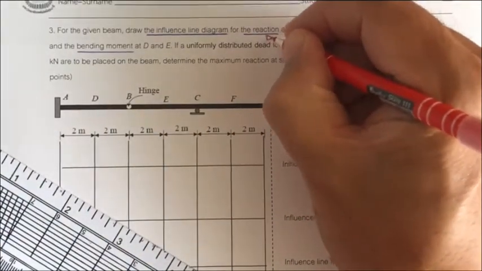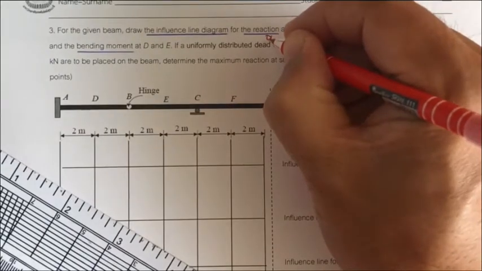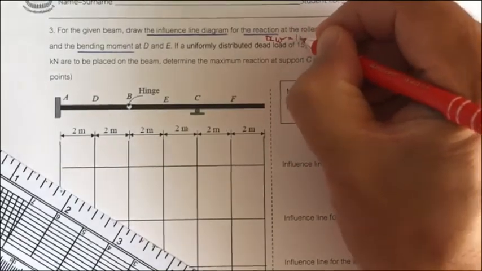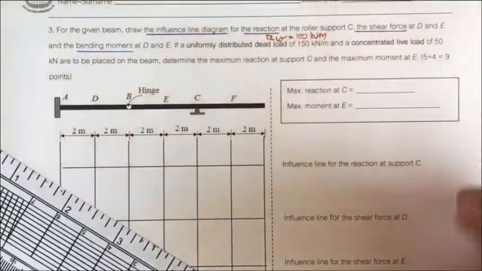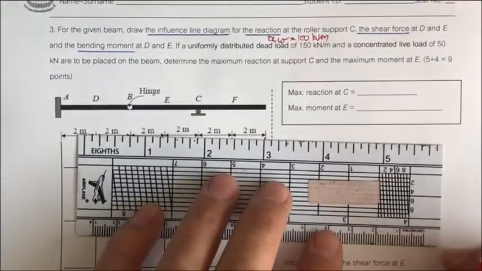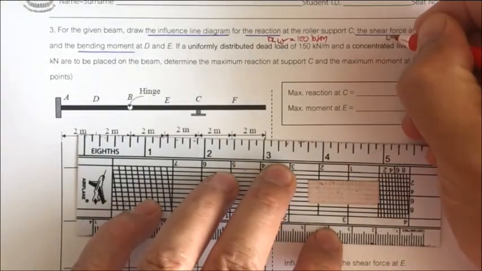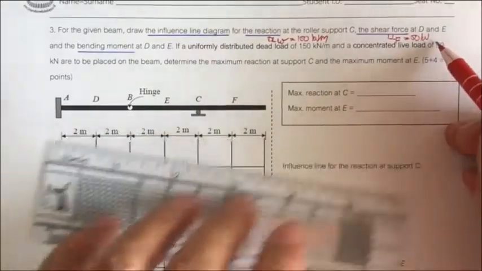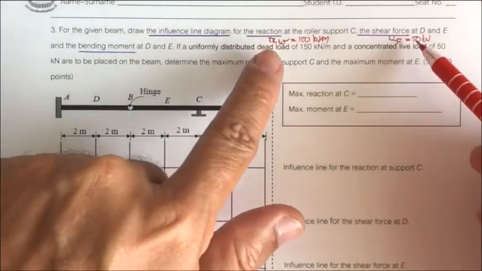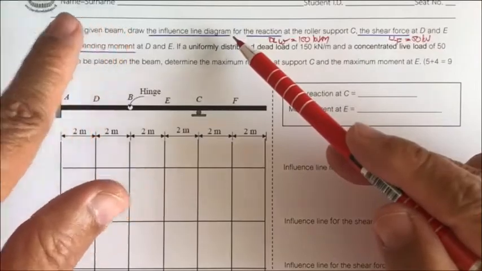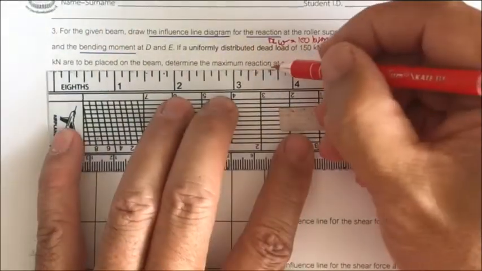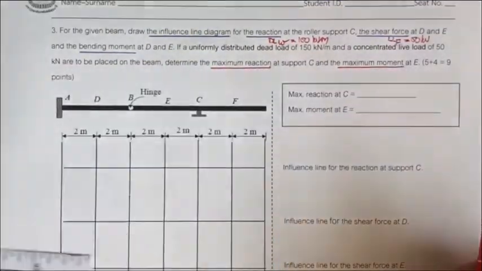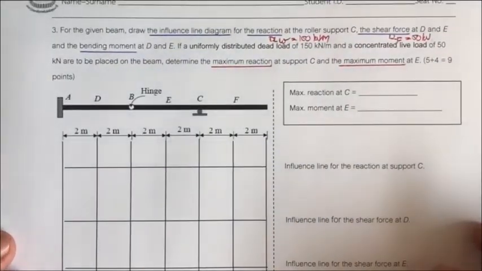If you have it, it's going to be DL, the dead load, uniformly distributed at 150 kilonewton per meter, and the concentrated live load, LLF, of 50 kilonewton. We will put these two loadings into the influence line diagram to determine the maximum reaction and the maximum moment. That is going to be learning objective 2.